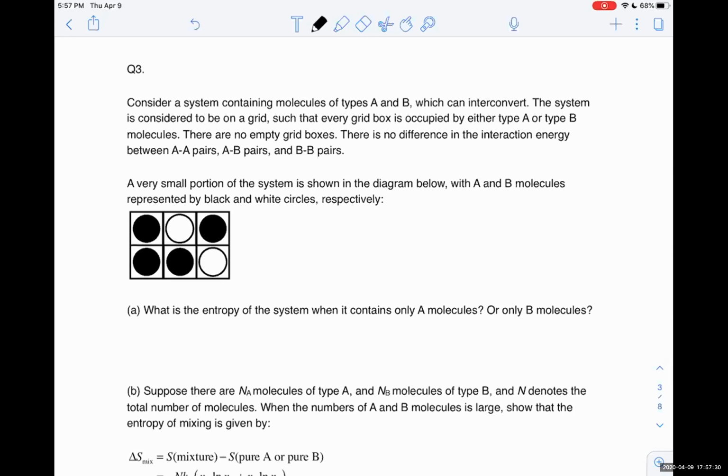Yes, it's good. Okay, I'm James, and I will be covering question 3. By reading the question, we know that every grid box is occupied by a type A or type B molecule, and there's no empty grid box. And there's no difference in interaction energy between A-B, AA, and BB pairs.